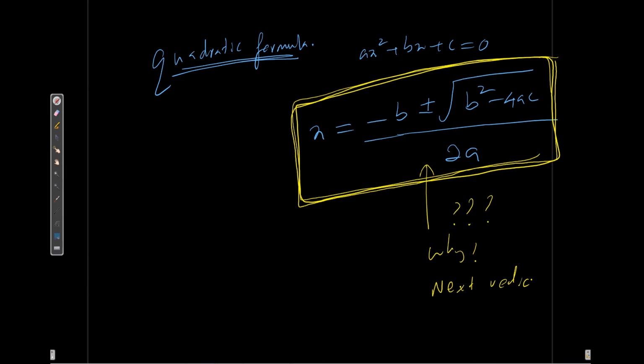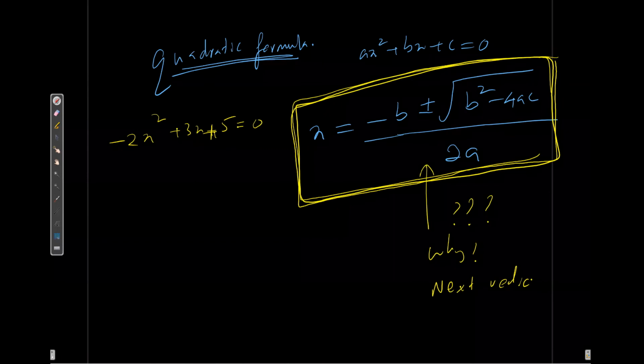About some difficult numbers. So negative 2x squared plus 3x plus 5 equals 0. Now, you don't see factors that easily. Well, of course, you can factor these with some fractions, so your factor is going to look like 2x minus 5, something like that. But anyway, factoring, in general, can be difficult.